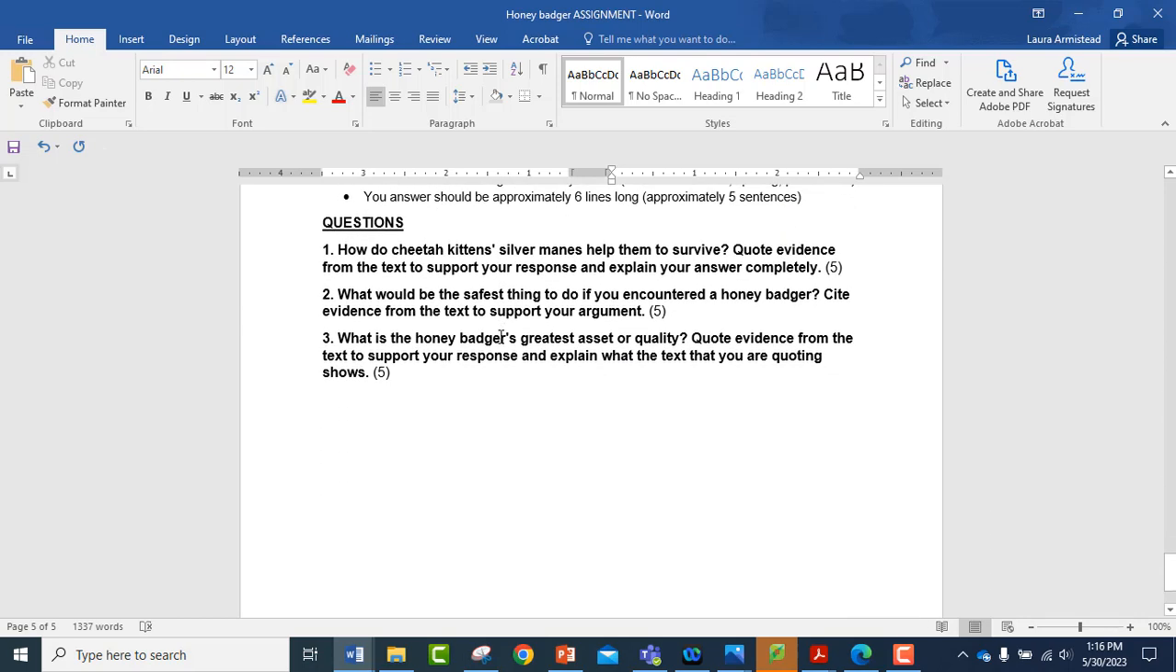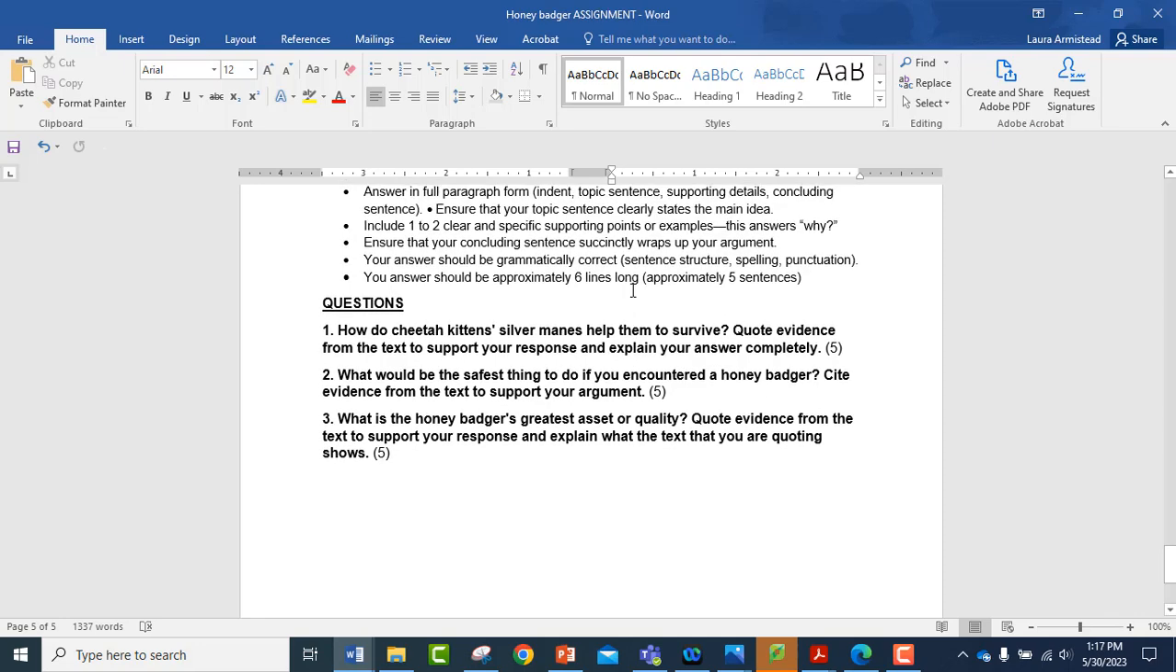And then we have these 3 questions. How do cheetah kittens' silver manes help them to survive? Quote evidence from the text to support your response and explain your answer completely. What would be the safest thing to do if you encountered a honey badger? Cite evidence from the text. And what is the honey badger's greatest asset or quality? Quote evidence from the text.